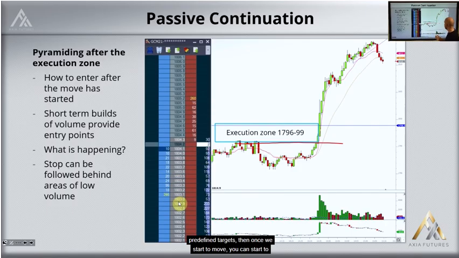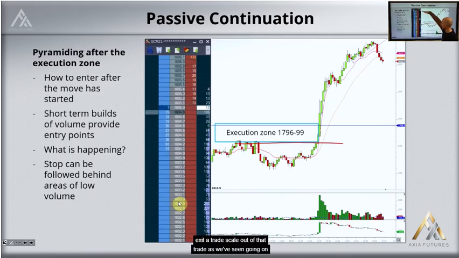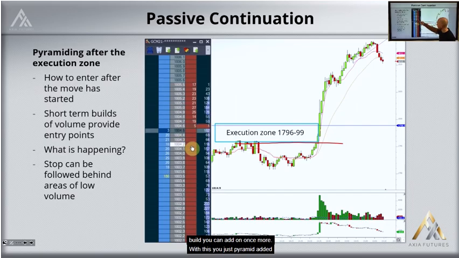If you've got predefined targets, then once we start to move, you can start to exit the trade, scale out of that trade, as we've seen going on throughout the trade here. But once again, volume starts to build, you can add on once more. And with this, we just pyramided, added on once again there. If that doesn't work though, that pyramid has its own exit. 04.2, you take a 6-tick loss on that and you accept that, that's the loss, and that's okay.